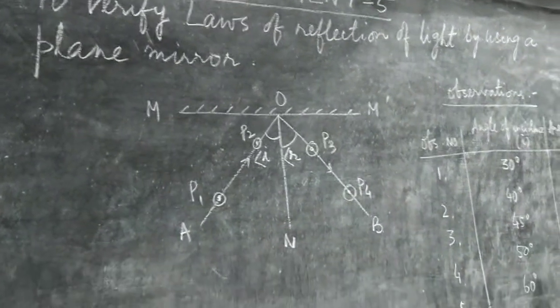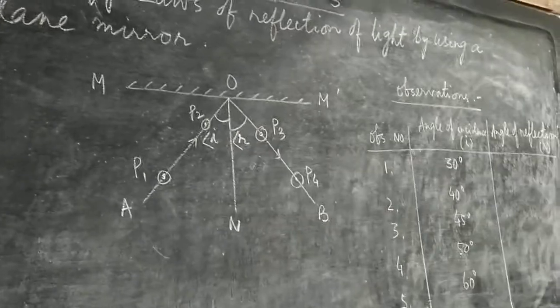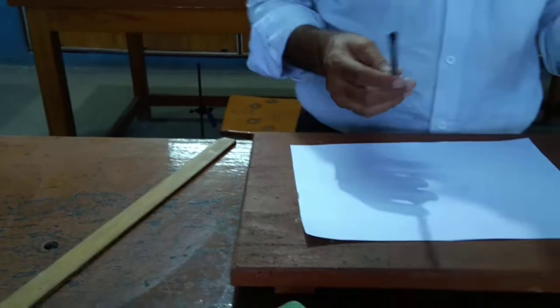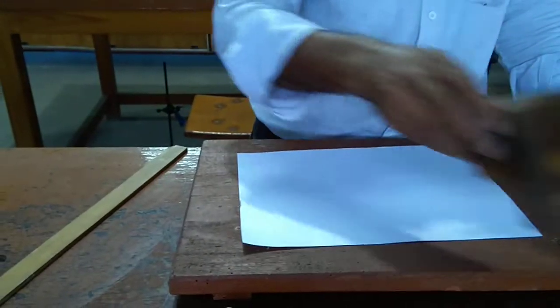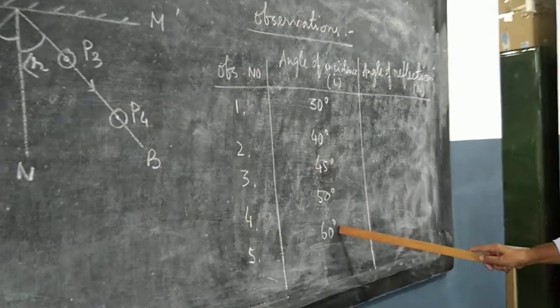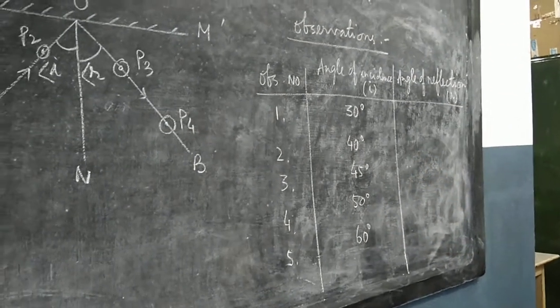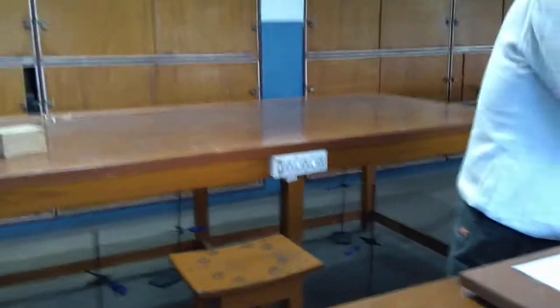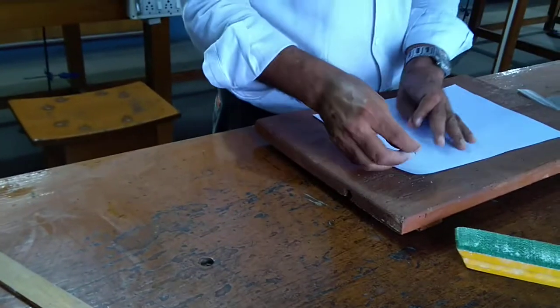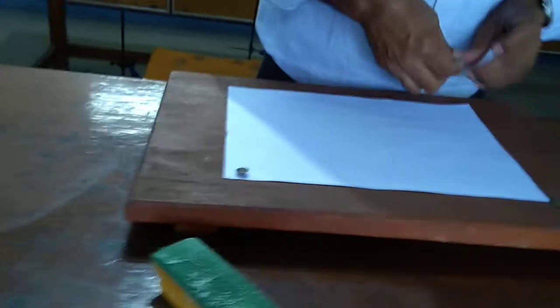So in this experiment we require a board in which we will fix the paper, a pencil, ruler, protractor, and this is the plane mirror. Here the angle of incidence is given as 30 degree, 40 degree, 45 degree, 50 degree and 60 degree. To start with the experiment, first we fix this paper on the board with the help of board pins. This is the board pin. We fix this paper. You will get 5 diagrams, one for each angle.